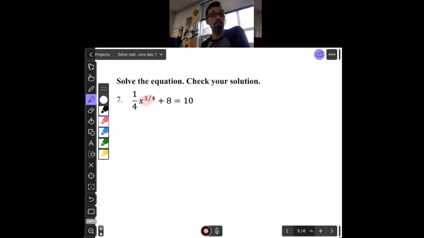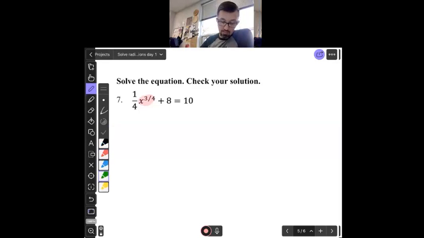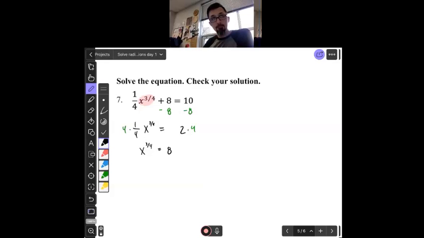So I want to isolate that power. Isolate that power. Okay, so we want to get that x by itself, essentially. I'm going to get rid of the 8 first. So watch your handwriting there. 1/4 times x to the 3/4 equals 2. To get rid of the 1/4, I'm going to multiply both sides by 4. That's really what I just wanted to remind you guys of. So we have x to the 3/4 equals 8. Now my power is isolated. That was step 1. Step 2 is to rewrite that as a radical.